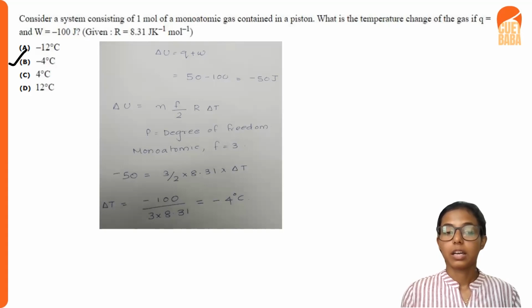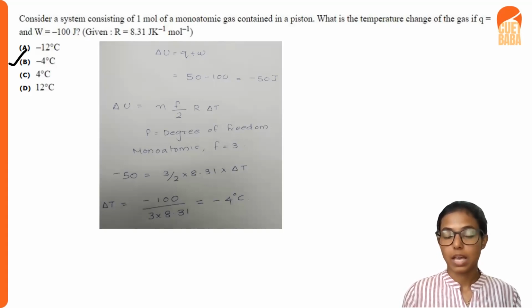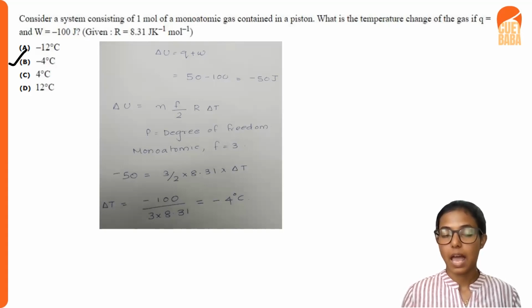So here, the gas taken is a monoatomic gas, that is, only one atom is present, and the degree of freedom for that gas will be 3n. For any gas, the degree of freedom will be 3n, where n is the number of atoms present in that molecule. So it is a monoatomic gas, so n equals 1. So the degree of freedom for a monoatomic gas will be 3, that is 3 into 1.